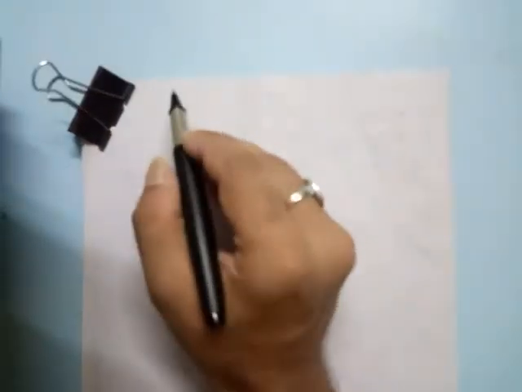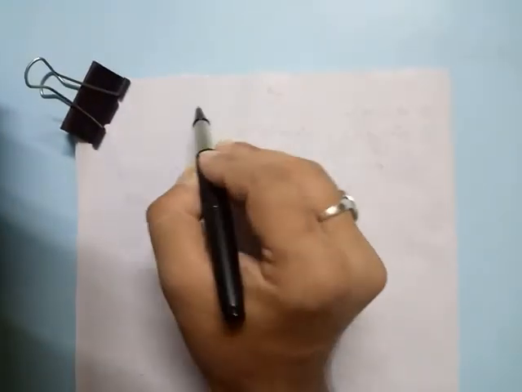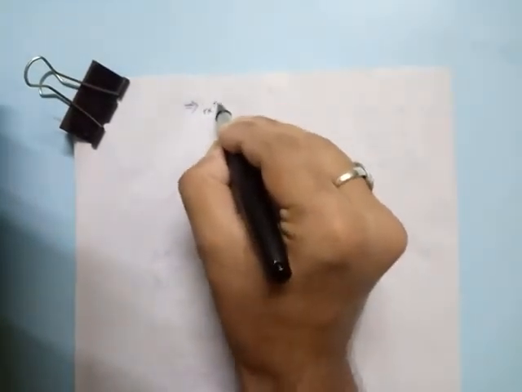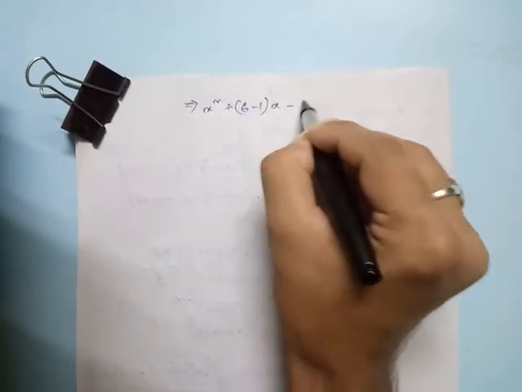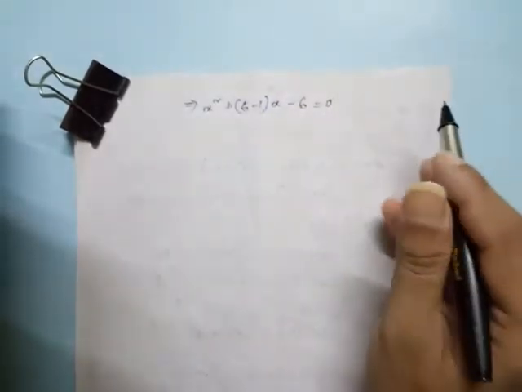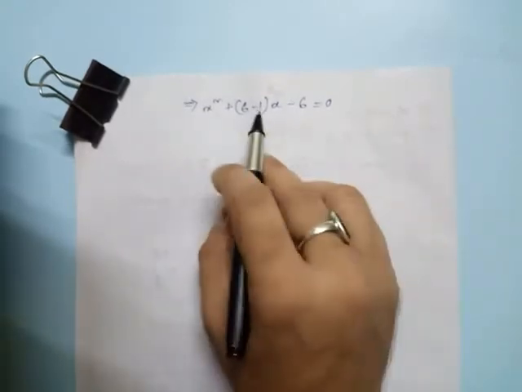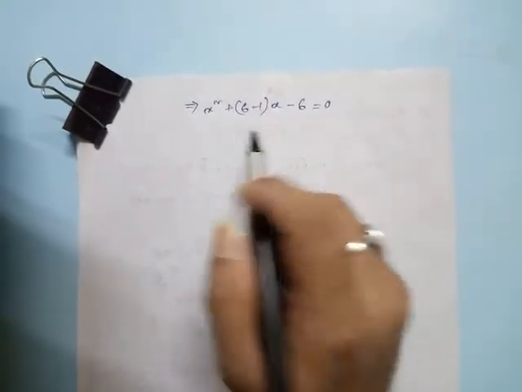Now student, after that we'll do middle term factorization. So implies x square plus 6x minus 1x minus 6 equal to 0. Students, look one thing, I can give here 3 plus 2 is 5 and 3 into 2 is 6.